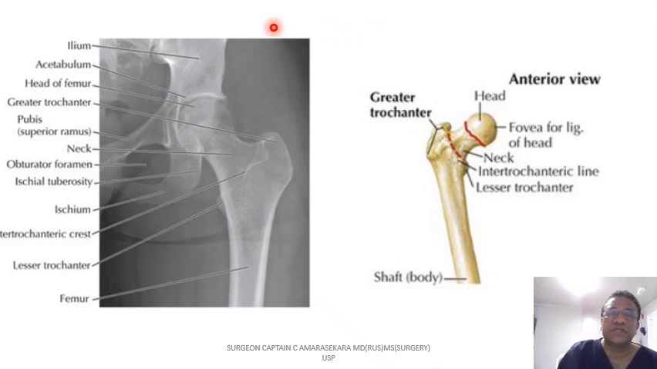Clinically, this region is vital, whether it's a fracture, hip dislocation, or arthroplasty. Understanding these landmarks helps us diagnose, treat, and teach with confidence.